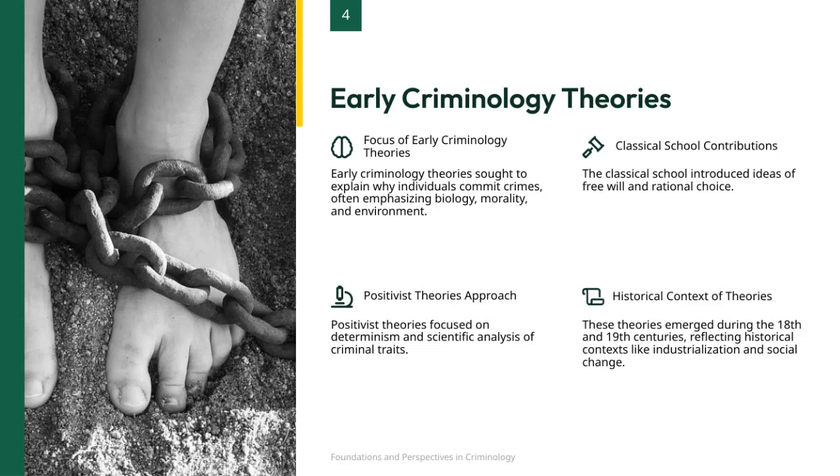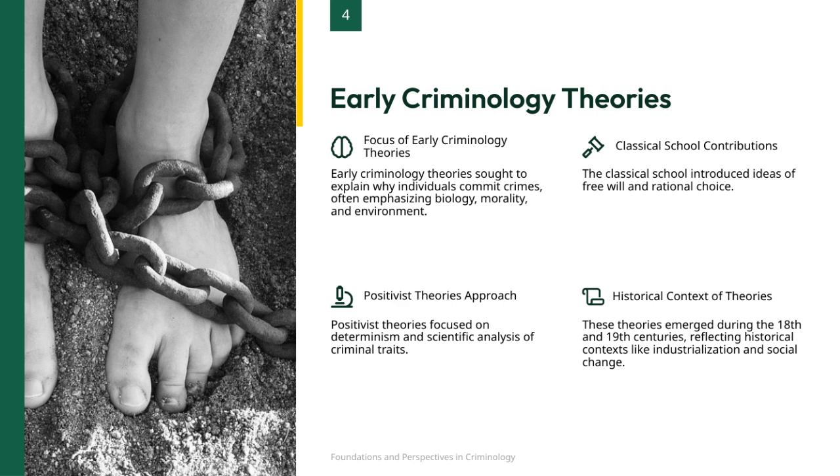Early criminology theories were primarily concerned with understanding why people commit crimes. They looked at various factors, such as biology, morality, and the environment, to explain criminal behavior. One of the first major contributions came from the classical school, which introduced the idea that individuals have free will and make rational choices when deciding to commit a crime.